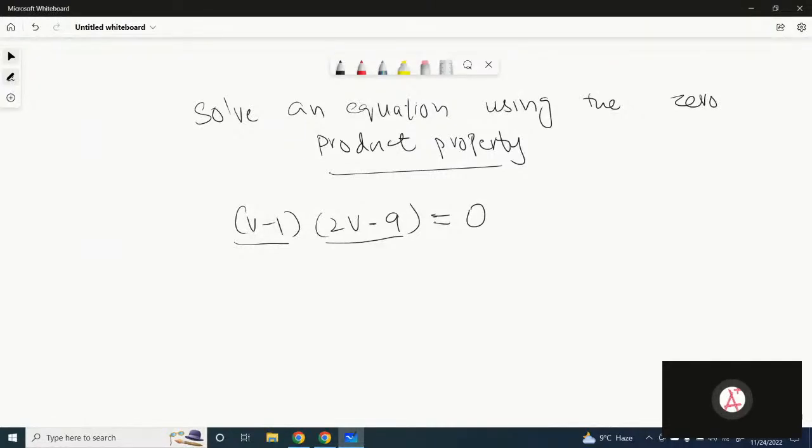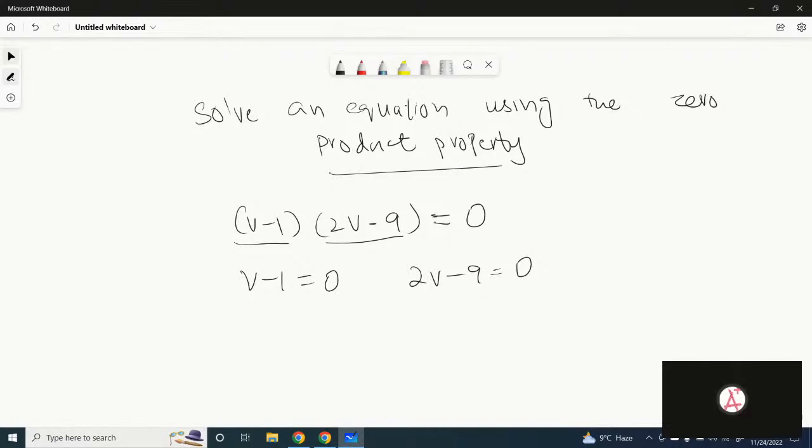So you have to apply the zero product property here. The zero product property means both of them are equal to 0. v minus 1 is equal to 0 and 2v minus 9 equals 0. Got it? Because if the product of both terms must equal 0, that means both the terms are equal to 0. That is actually the zero product property. If their product must equal 0, that means separately they are equal to 0.